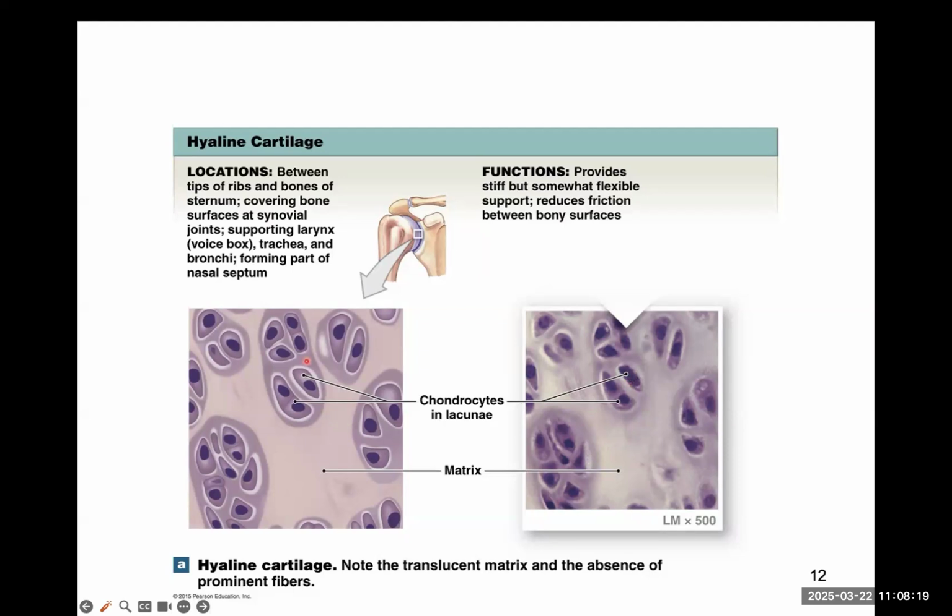So where your ribs are connected to your spine, that's where you will find these. And if there's a slipped disc, that's going to be the cartilage that slips out. So it's found in lots of different places in your body.